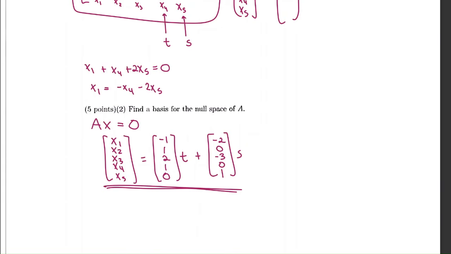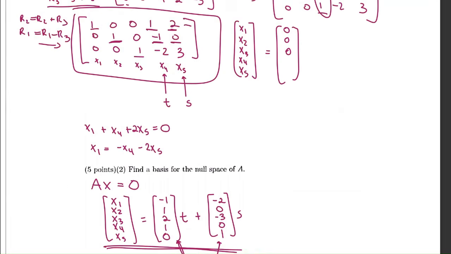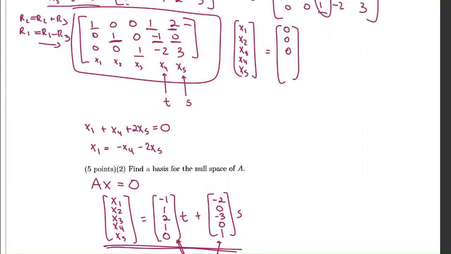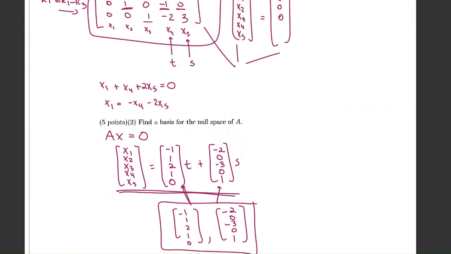And the basis will then be these spanning vectors. So our basis is negative 1, 1, 2, 1, 0, and negative 2, 0, negative 3, 0, 1. And these are the vectors that will span the null space of A. And hopefully you can see this also if you actually multiply all these out. If the matrix form is a little confusing, then if you multiply this out, you'll just get a system of equations that corresponds to this. So hopefully that makes sense as to how we find the basis of the null space. And I think that's it. So yeah.